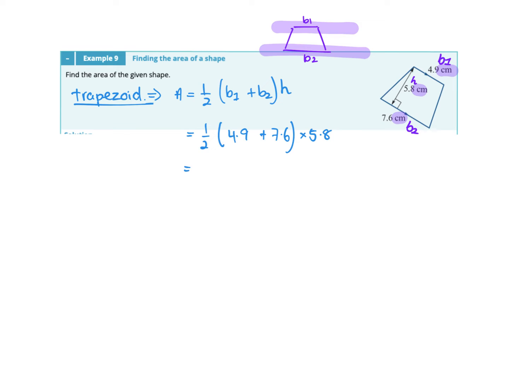When you times all of them out, sorry, that would be a times in there too, we end up with 36.25. Now because area is measured in squared units, it means we have the little 2 up there. So it's 36.25 centimetres squared.